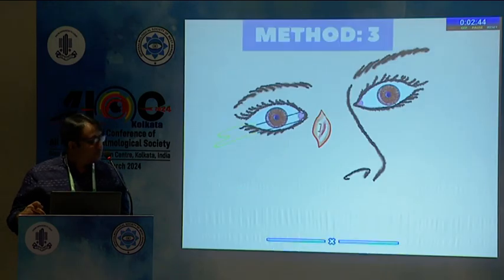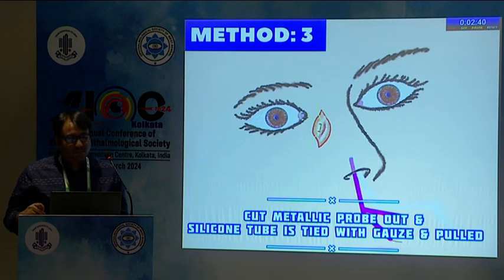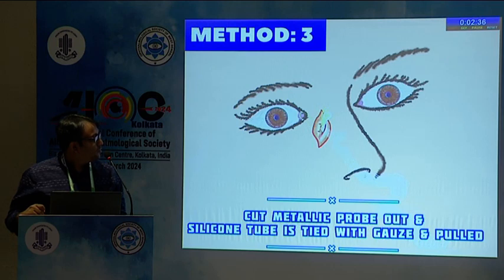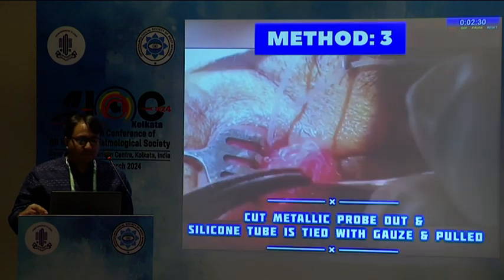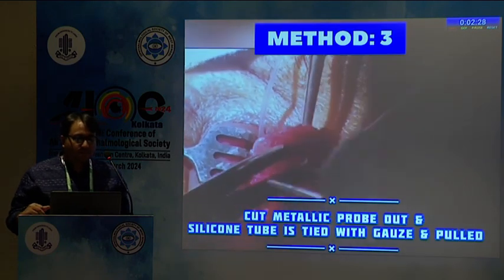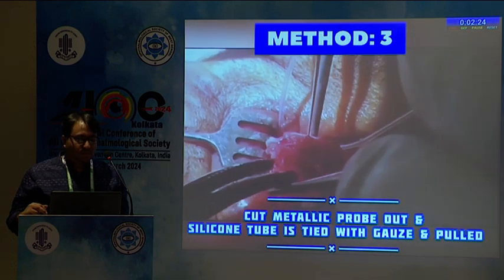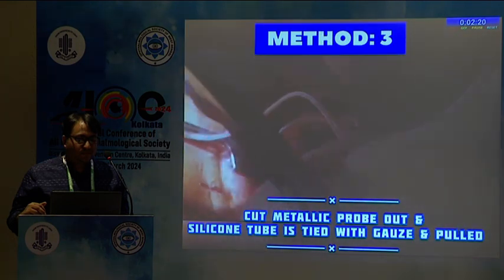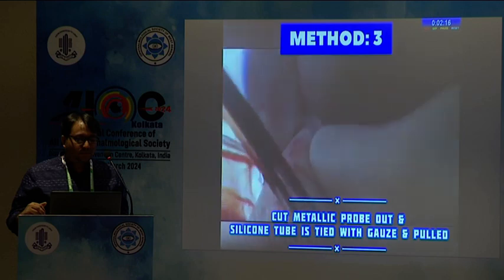In the third technique, similar to the second, the metal probes are cut and separated from the silicone tube after being passed through the lacrimal sac. However, in this technique, the free ends of the silicone tube are tied and anchored to the gauze piece used for nasal packing, and then guided out through the ostium and externalized at the nostrils. The free ends of the silicone tube are tied again and the excess is cut.